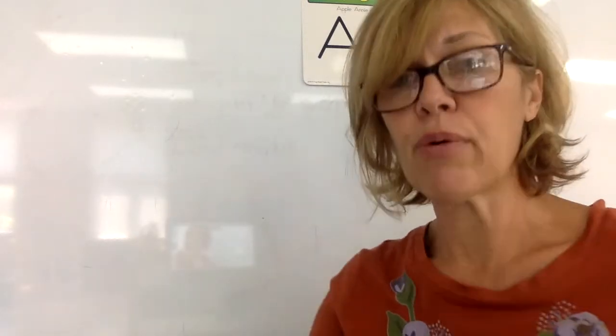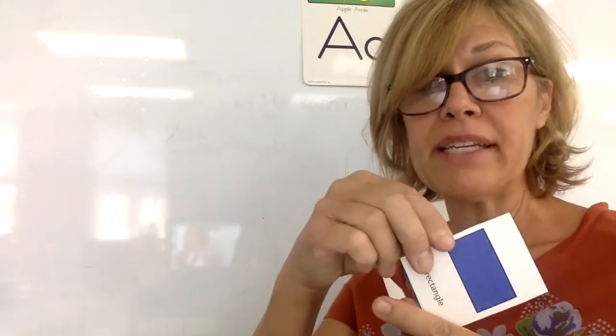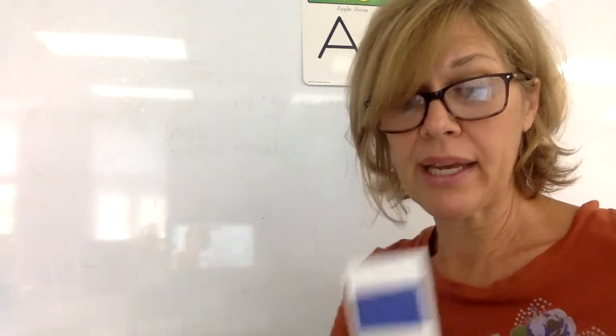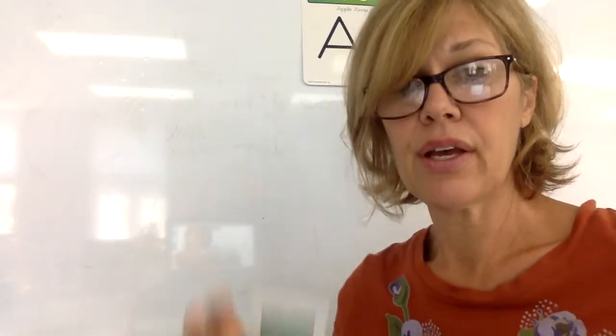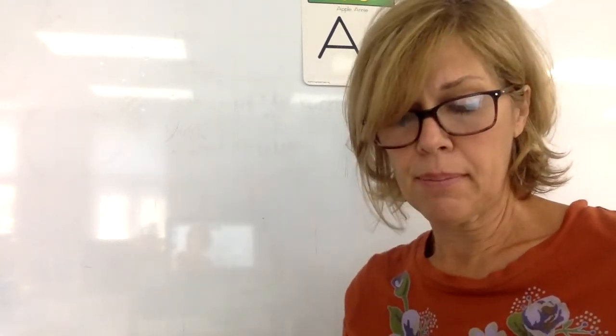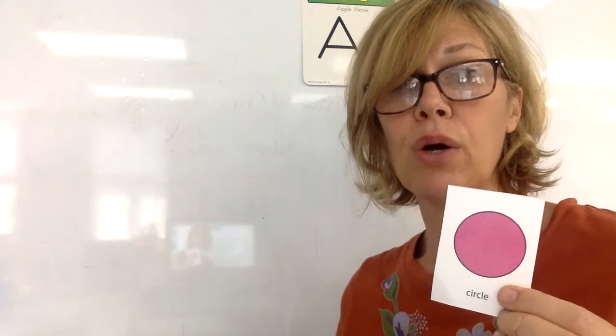Lots of shapes can't roll. For instance, the rectangle can't roll. It might tip over, but it won't keep rolling. And neither will the square. But the circle will roll.